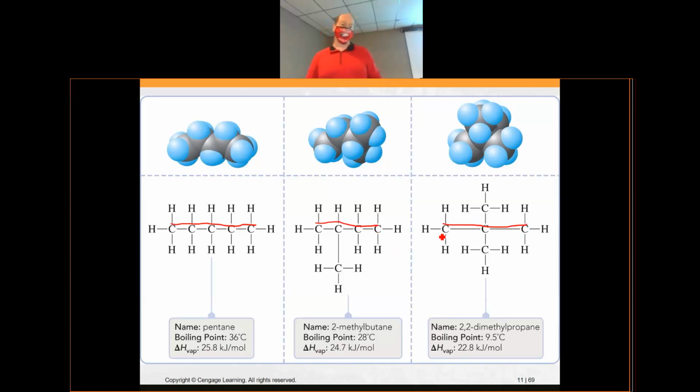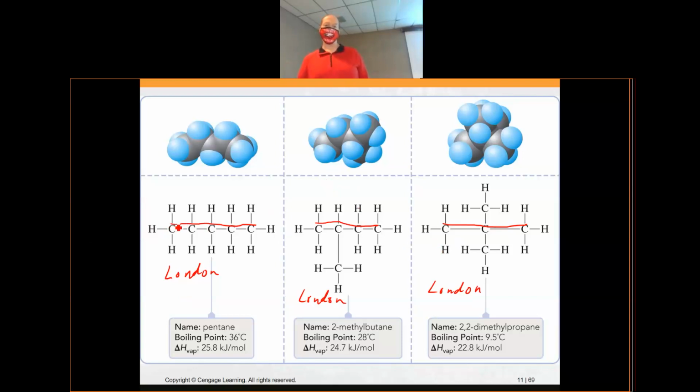All right, and so they're all nonpolar. So this one has London only. This one has London only. This one has London only. These are nonpolar carbons and hydrogens. These are called hydrocarbons. They are nonpolar. All right, and they all have the same molar mass. So it's now about surface area.